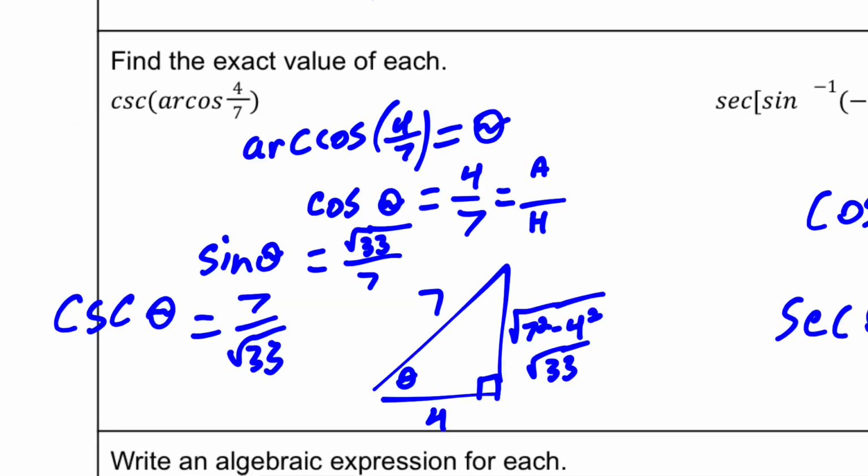If I want to find exact values, I start by representing cosine of theta as 4 over 7, which is adjacent over hypotenuse. So I stick theta in the corner here and 4 over 7. To find my other leg, I can use the Pythagorean theorem. Remember, it's the square root of the hypotenuse squared minus the other leg squared, so that's root 33, which would mean that sine, opposite over hypotenuse, would be root 33 over 7. But since we want the inverse, it's 7 over root 33.